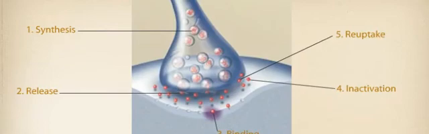In summary, synaptic transmission involves 5 key processes. So let's go through each one. Synthesis, where the neurotransmitter is manufactured in the presynaptic neuron. Release, where the neurotransmitters are released from the presynaptic cell. Binding, where they bind to the receptor site of the postsynaptic membrane. Inactivation, where they are inactivated or they drift away from the synapse. Or reuptake, where the presynaptic neuron recycles this neurotransmitter by sucking it back up, if you will, into its vesicle.